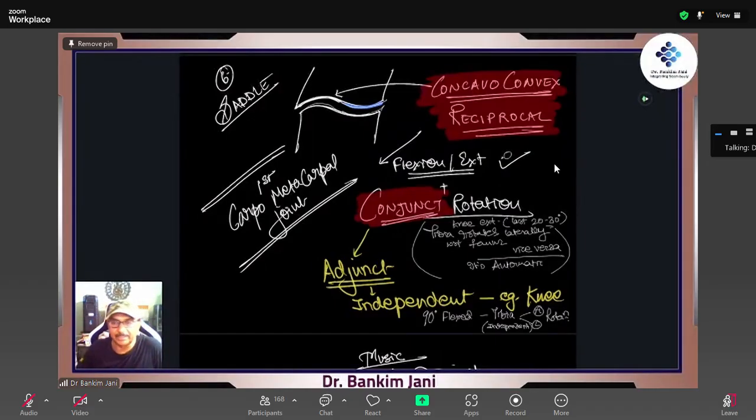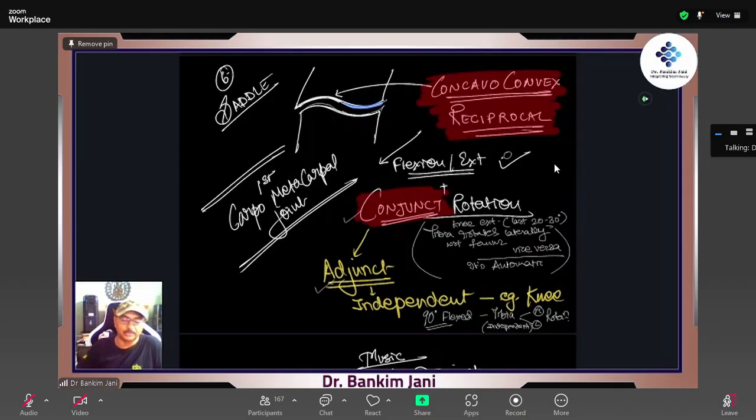adjunct, it is independent. It has got nothing to do with anyone else. So here in the knee only, when the knee is 90 degrees flexed, and now you take the tibia and you move it medially, you move it laterally, you'll find that it has got nothing to do with the femur, the knee joint. Though movements are occurring at the knee joint, because you know the toes are going in and out, it is without involvement of any other joint. So that is called the adjunct.